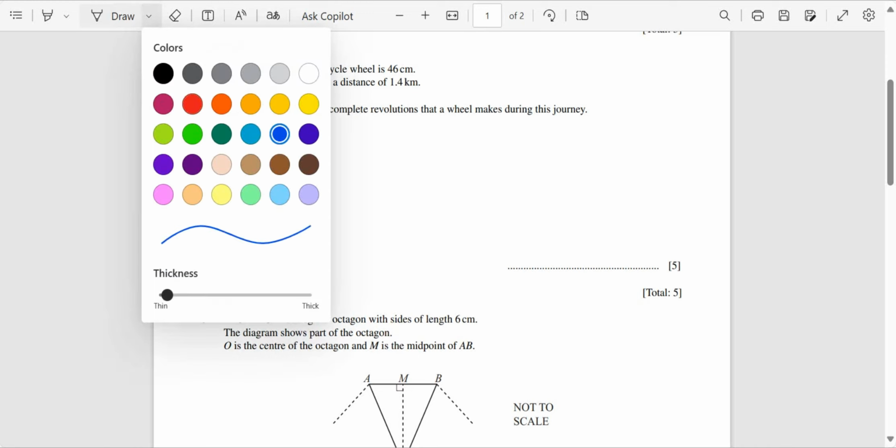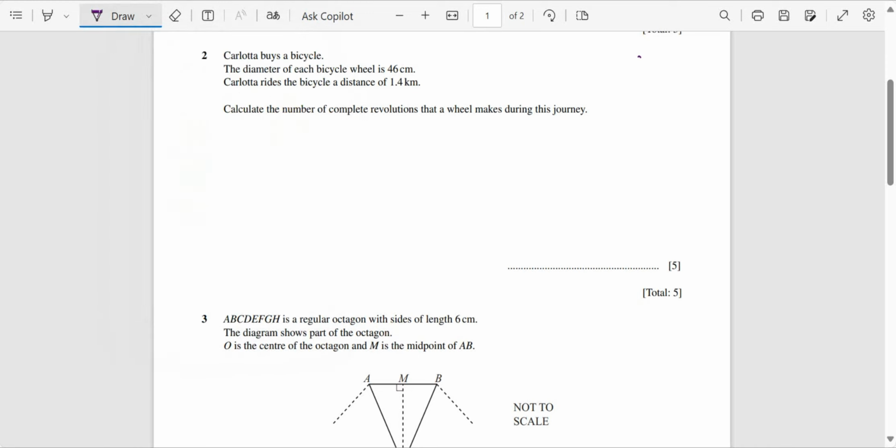I would like to change the color. Okay, all right, the next question says, Carlotta buys a bicycle. The diameter of each bicycle wheel is 46 centimeters. Carlotta rides the bicycle a distance of 1.4 kilometers. Calculate the number of complete revolutions that a wheel makes during this journey.